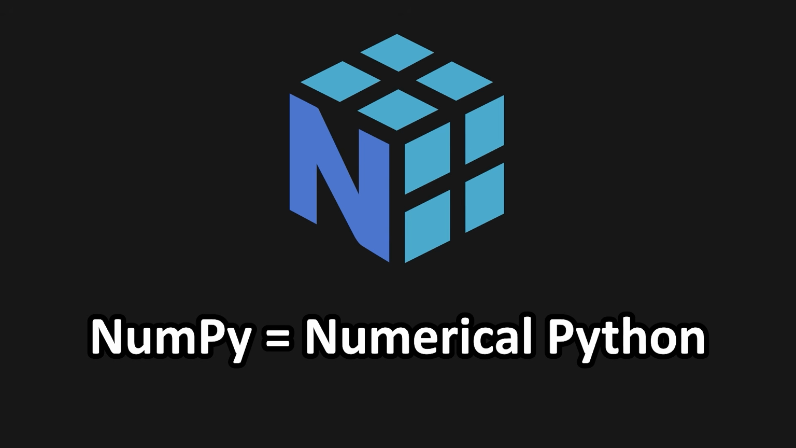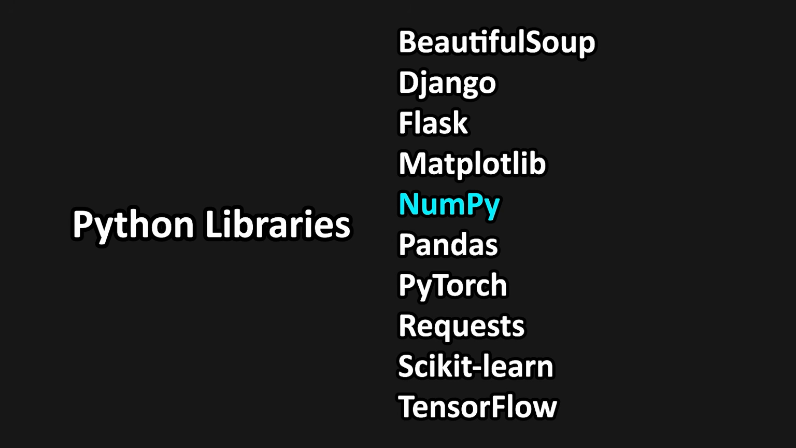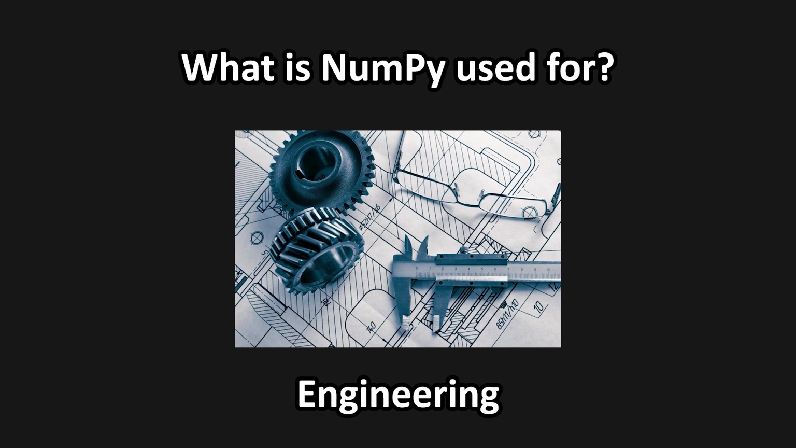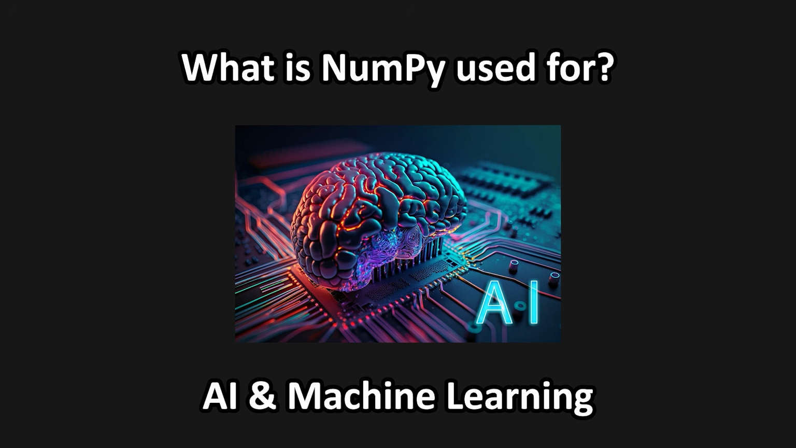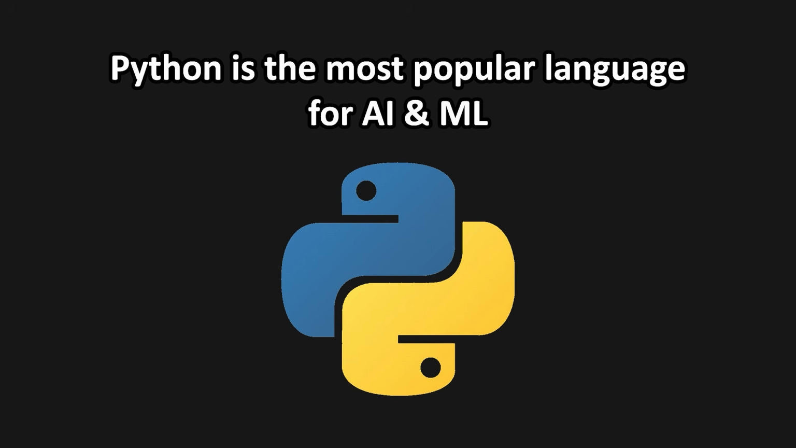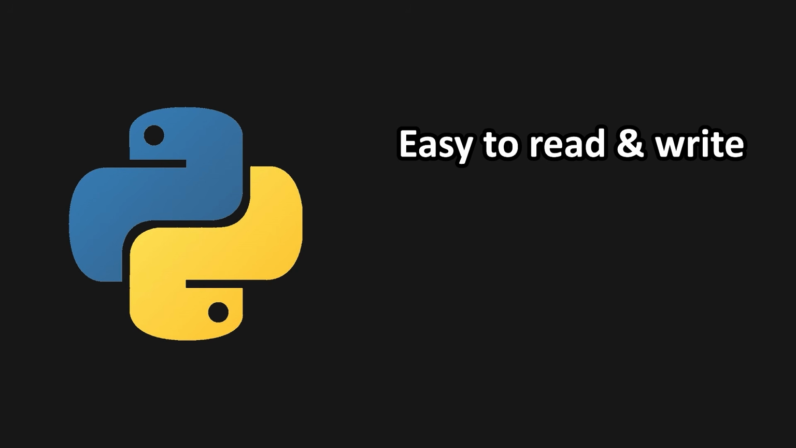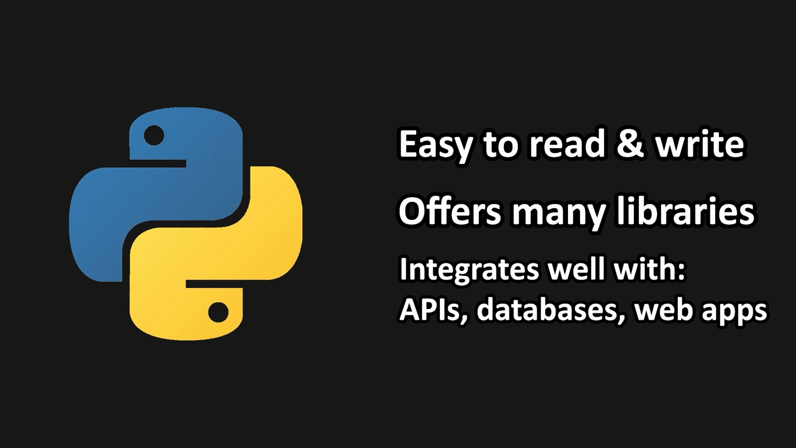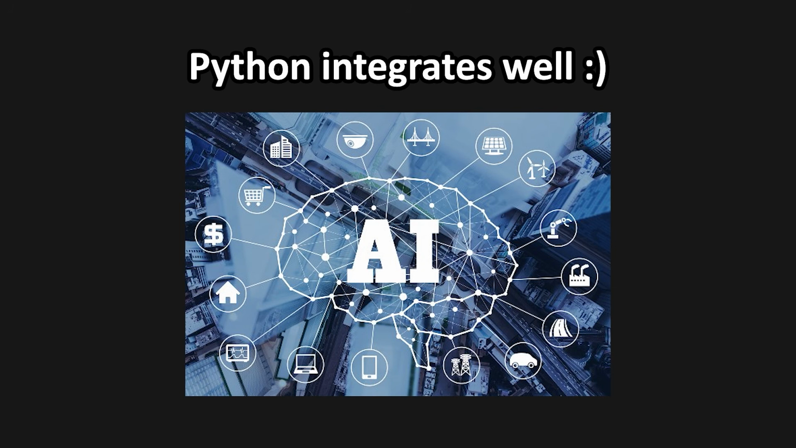NumPy, it's short for numerical Python. It's a Python library used for numerical computing. It's widely used in fields that involve heavy data processing such as data science, engineering, artificial intelligence, and machine learning. Python is currently the most popular language for AI and machine learning for a few good reasons. It's easy to read and write with, it has a massive ecosystem of libraries, and it integrates well with technologies like APIs, databases, and web applications. This makes Python a top choice for building and deploying real-world AI solutions.